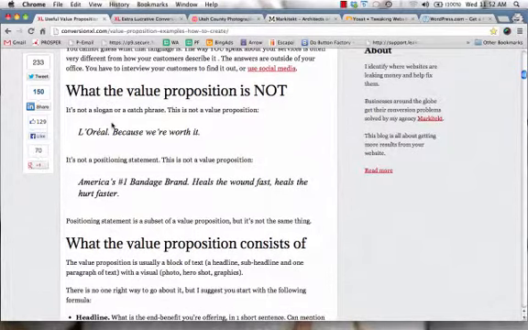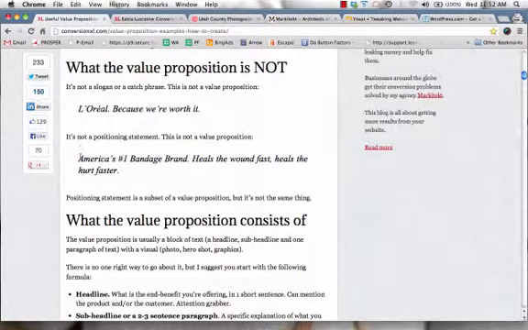Okay, as he mentions here, and I agree with him, it's not a slogan or a catchphrase. Okay, like Just Do It, or L'Oreal, because we're worth it. Okay, that's not a value proposition. It's also not a positioning statement, such as America's number one bandage brand. Heals the wounds fast, heals the hurt faster. Okay, so that's not a value proposition.